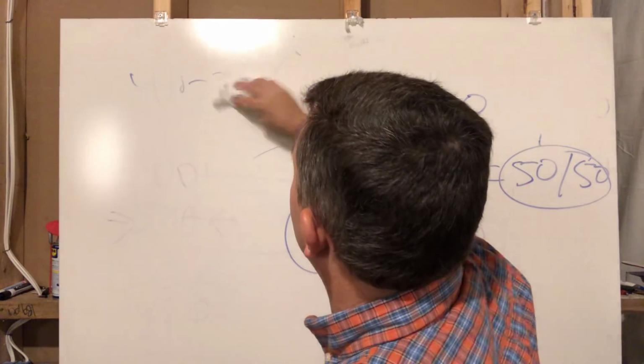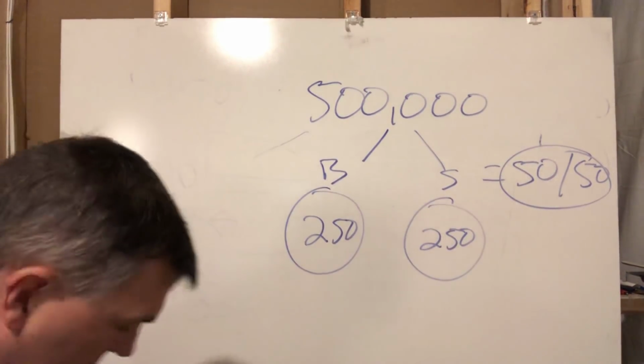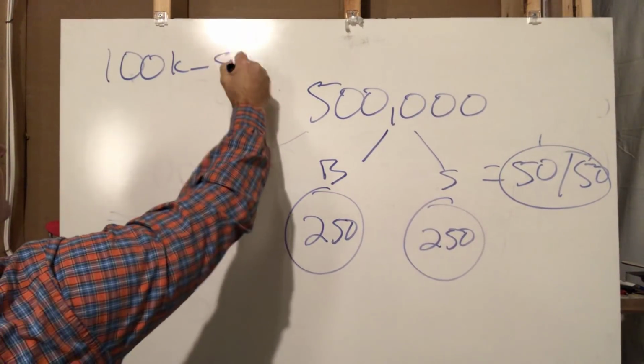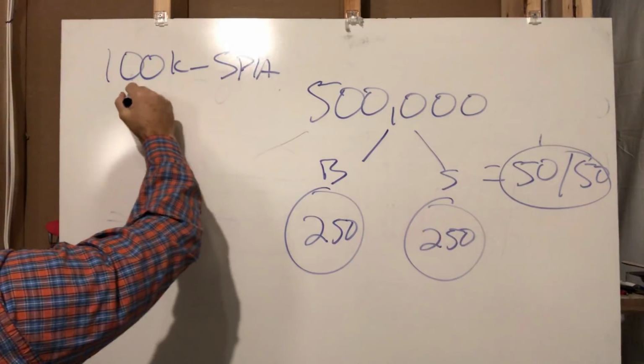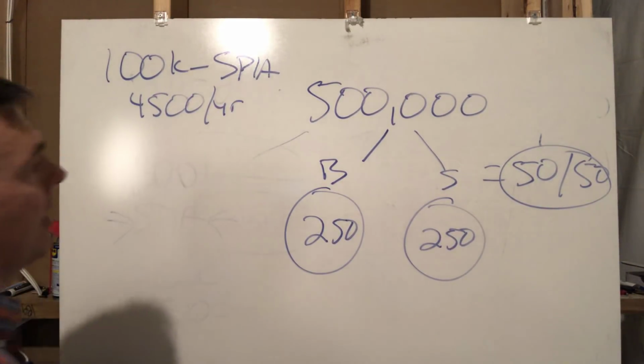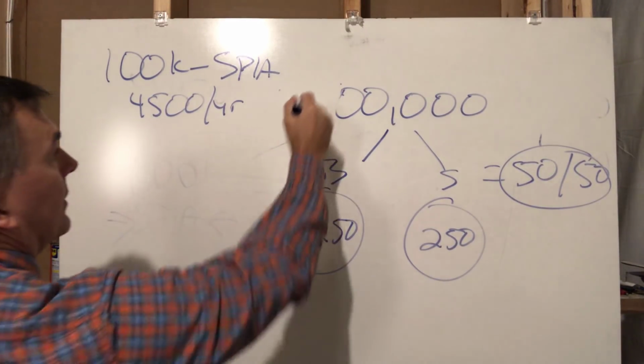All right, so we did that. Let's just erase all this. Now we've got $100,000 in that annuity, in the SPIA, which is paying us $4,500 a year. But we no longer have $100,000 here, so we have to reduce that to $400,000.